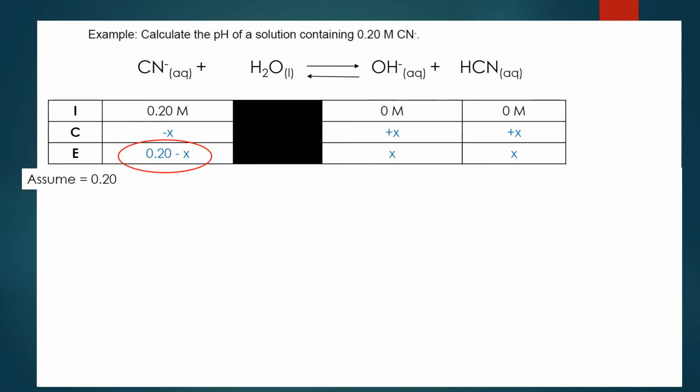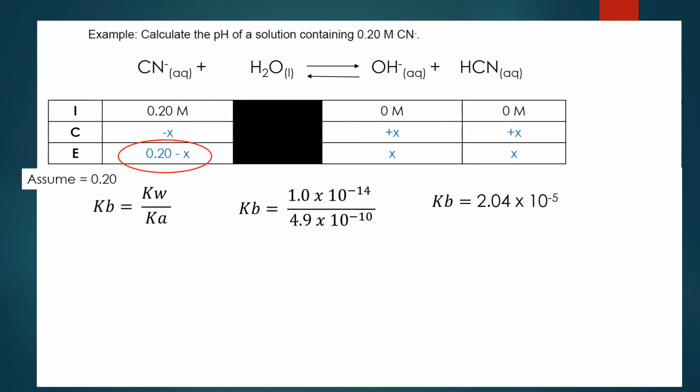Next thing that we're going to do is put in x's. We're going to substitute in x's for everything that we know. And you'll notice that I'm making that same assumption that we did the last time with the acids. The 0.20 minus x, we're going to assume that equals 0.20. We're going to assume that x is so small it's not going to affect that initial concentration. And we're stating that assumption.